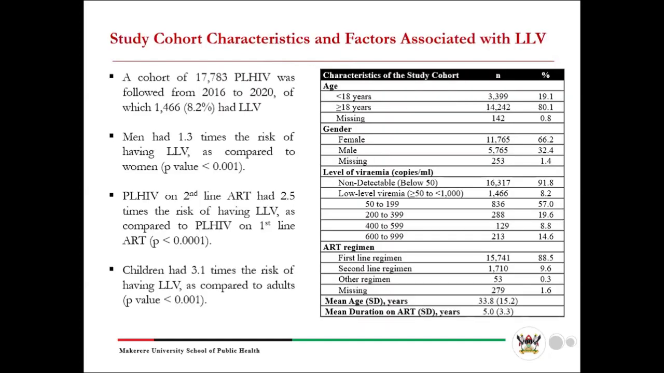And still in the results, we learned that men had 1.3 times the risk of having low-level viremia as compared to women. And the results were significant, as we can see from the p-value. And then those on second line had 2.5 times the risk of having low-level viremia as compared to those on first line. Still, results were significant. And the children had an increased risk of low-level viremia as compared to adults. And that is a table which summarizes the study characteristics of the cohort that we took on.